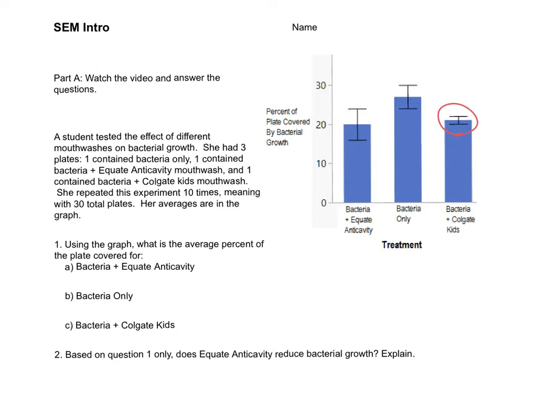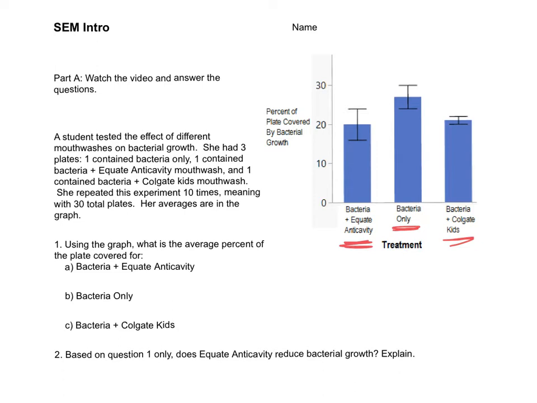It tells us that a student tested the effect of different mouthwashes on bacterial growth. She had 3 plates, 1 contained bacteria only, 1 contained Equate mouthwash, and 1 contained Colgate Kids mouthwash. She repeated this experiment 10 times, so she had 30 total plates, and her averages are here in the graphs. So we will begin by answering the questions and then exploring the new information given to you by those I bars.